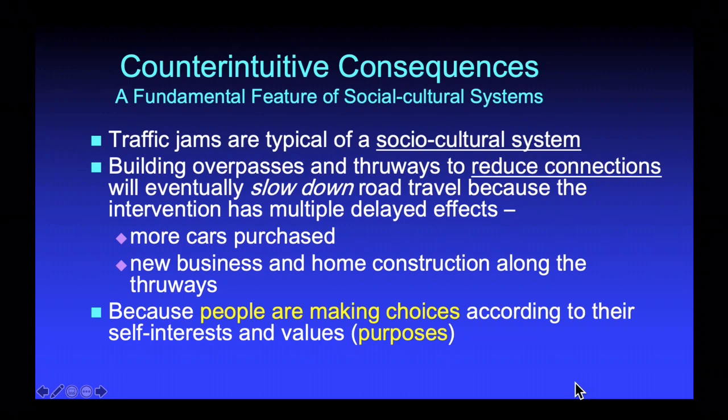Why? Because people are making choices according to their self-interest. Let me give an example of that. The first time I was in Beijing was in 1976. And at that time, they had built one ring road around the city, but it had become so crowded they were building a second ring road. The last time I was there was in about 2006, and at that time, Beijing had 6 ring roads. They probably have more now.